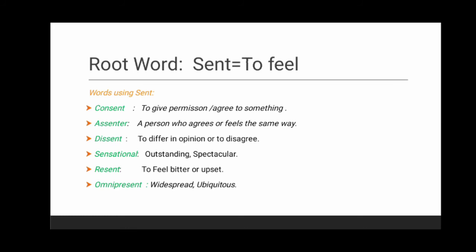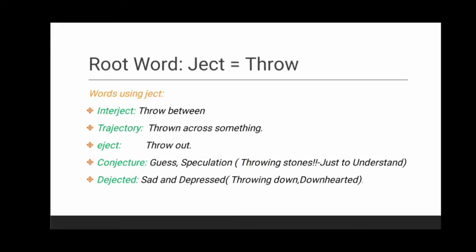And coming to the next word, omnipresent. Omni means all. Present means everywhere. Okay, which means omnipresent means widespread or ubiquitous. Okay, ubiquitous means it is present everywhere. And the example sentence is, we all are experiencing right now the word corona. Corona is omnipresent nowadays and corona is ubiquitous nowadays. Both are same.